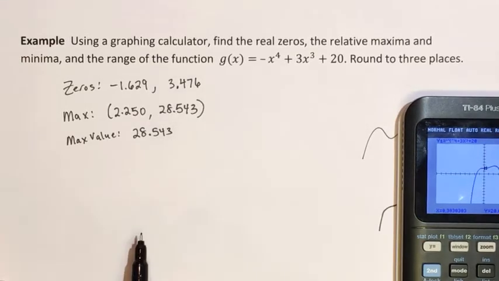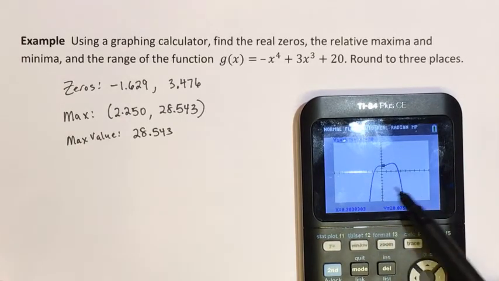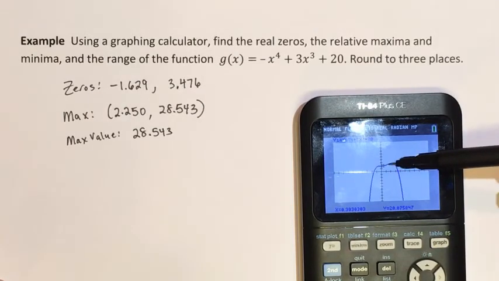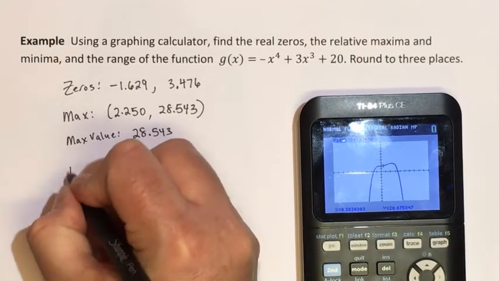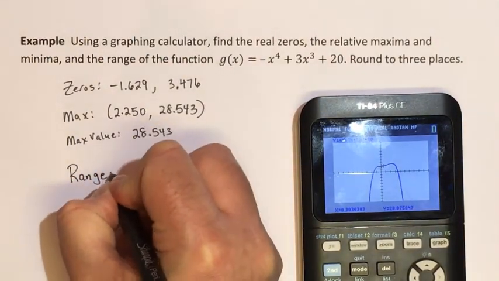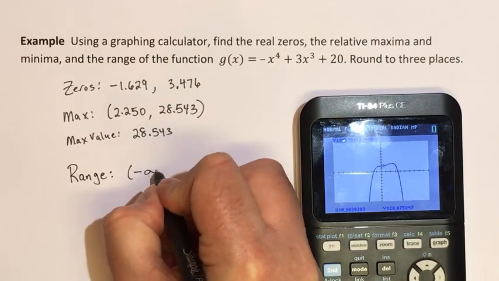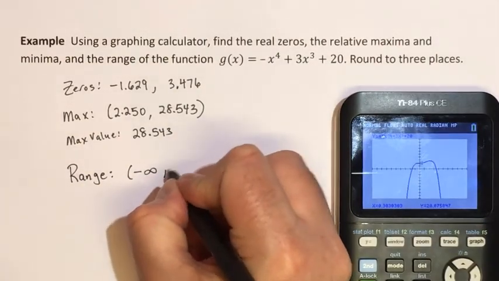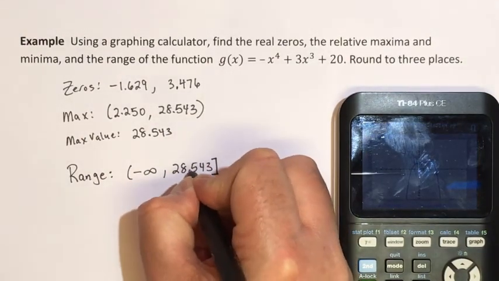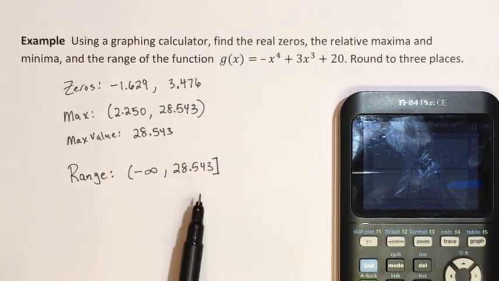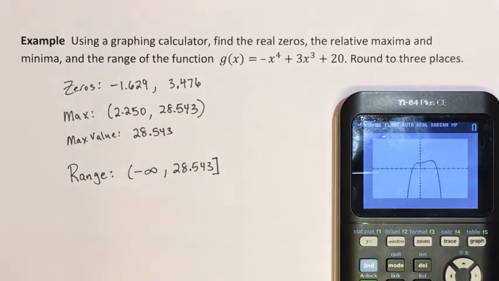Now that maximum value in this case relates to the range. The domain, remember, of any polynomial function is all real numbers. But in this case, the range, y, can never be higher than this 28.543. So our range for this particular polynomial function is that y can be anything from negative infinity up to about 28.543. I'm going to use a bracket even though that's an approximate, but it can never be above that. It's always going to be 28.543 or less, so that's the range.